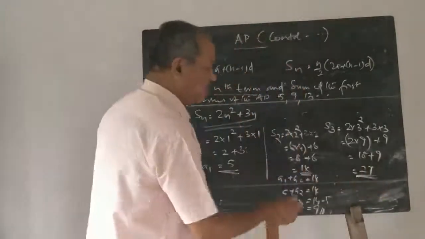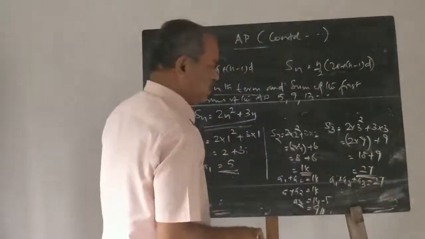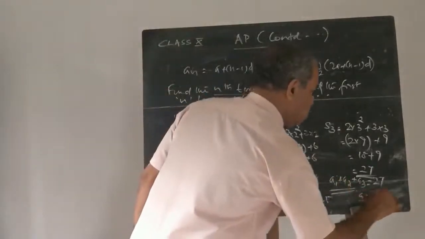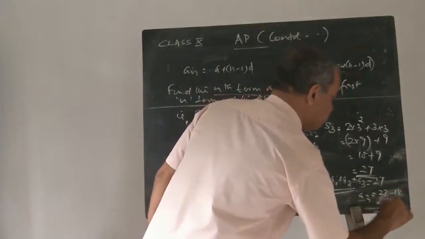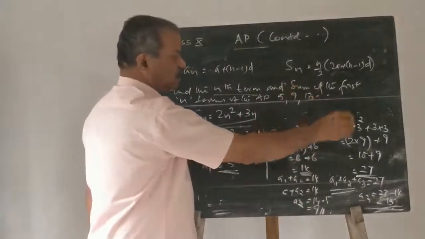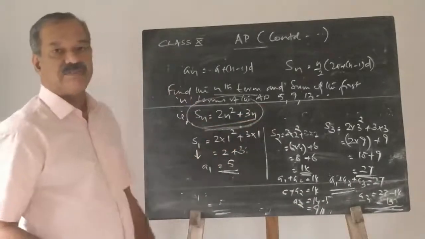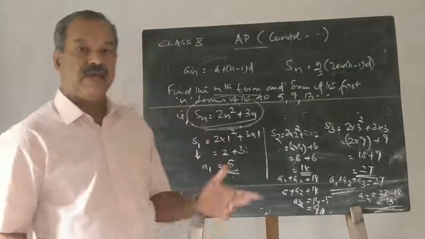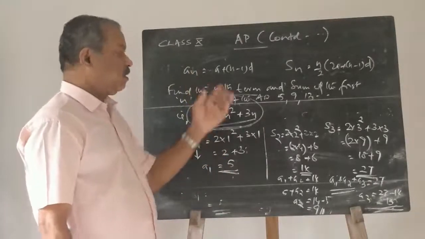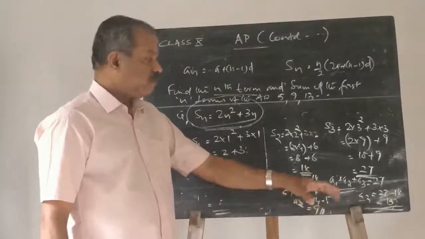27. What is 27? A1 plus A2 plus A3 equals 27. But what is A1 plus A2? We got it, it is 14. So A3 equals 27 minus 14, which is 13. First term 5, second term 9, third term 13. That is, from Sn, the sum of n consecutive terms of any AP, we can write the AP by finding the difference between the A1, A2, A3 from An and A1, A2, A3 from Sn.